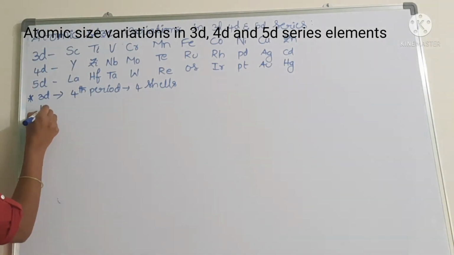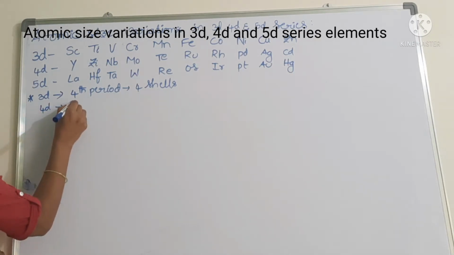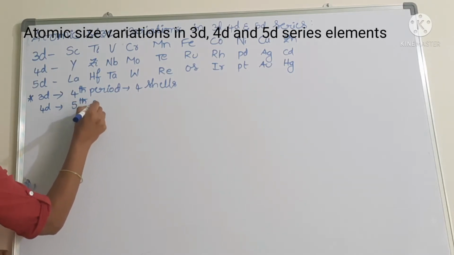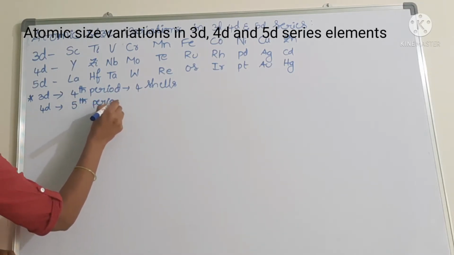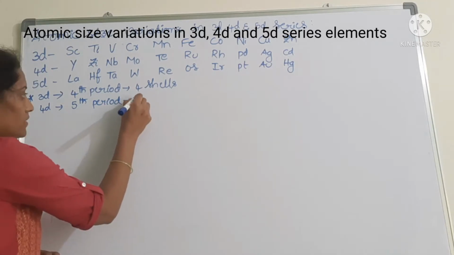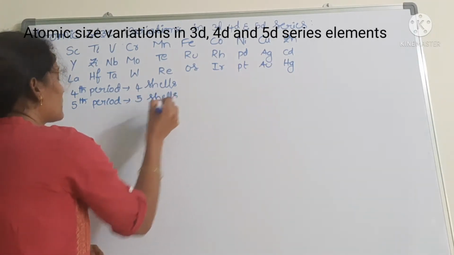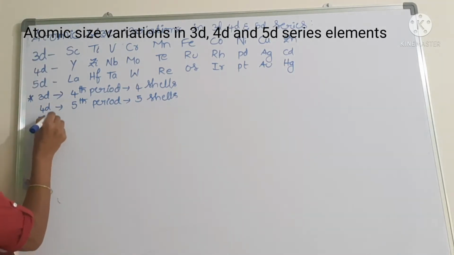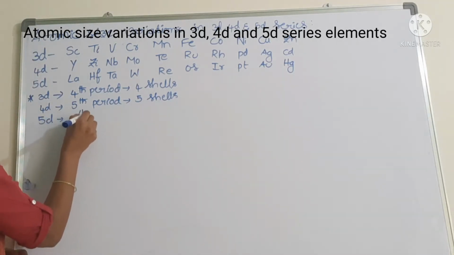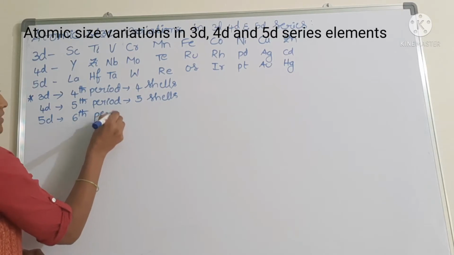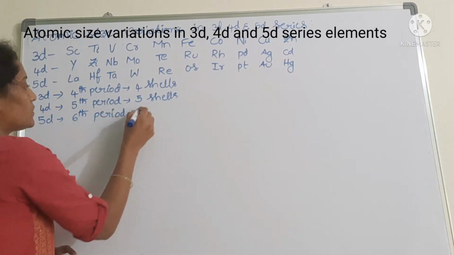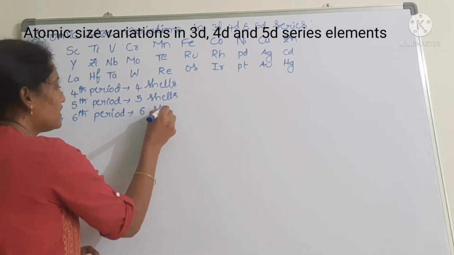Coming to 4D series, the 4D series elements belong to the 5th period. These will possess 5 shells. And 5D series elements belong to the 6th period. These will contain 6 shells.